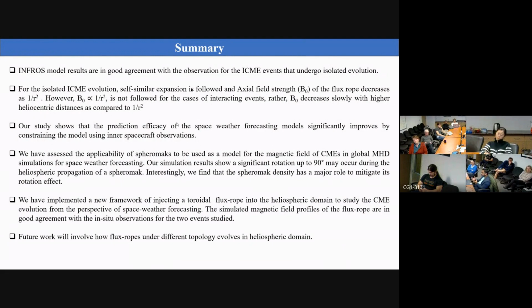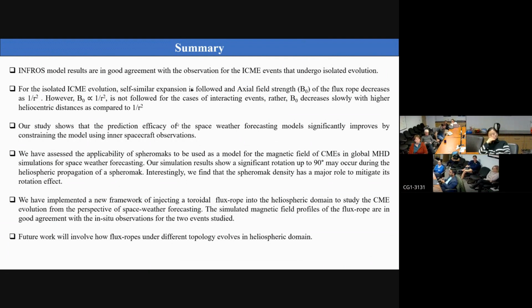For future work, we also want to see how a flux loop under different topologies will evolve in the heliospheric domain, and what the rotational effect will be for flux loops with different topologies.